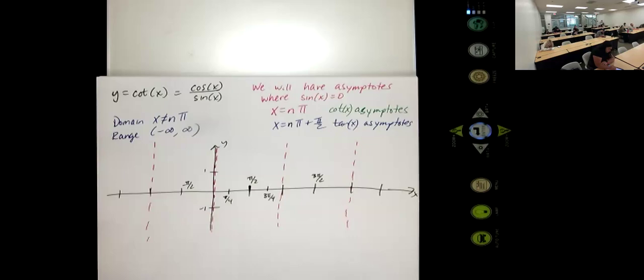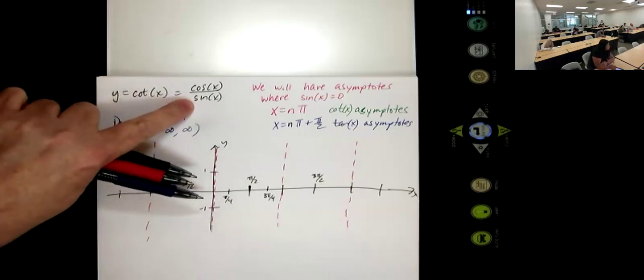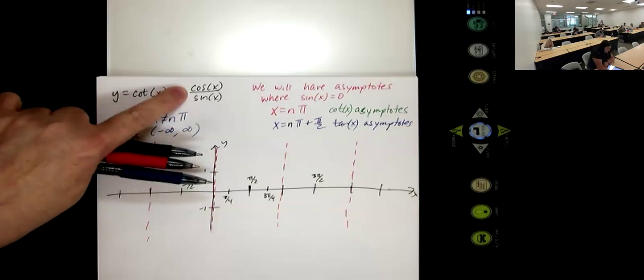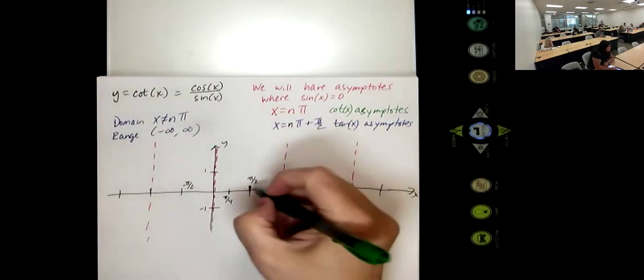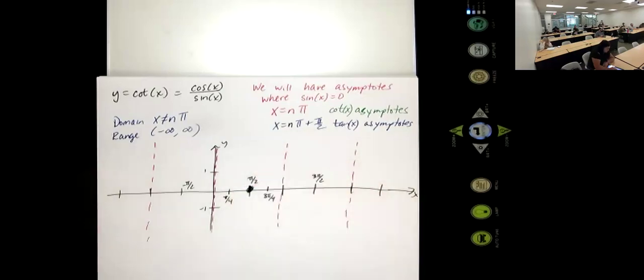If I stick in pi over 2, I have sine of pi over 2 on bottom, which is 1, cosine of pi over 2 on top, which is 0. 0 over 1 is 0. That's gonna give us that. Cosine of pi over 4 and sine of pi over 4, those are both root 2 over 2, which means cotangent of pi over 4 is gonna be 1, just like tangent was 1 there.